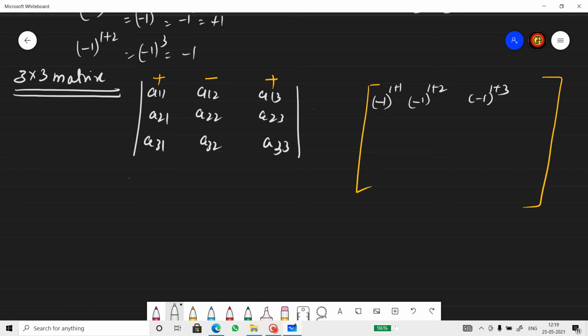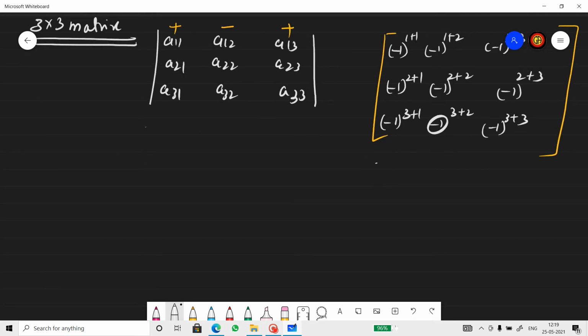So in case you are opting for the second row, then the signs that you should consider on top of this element are minus 1 to the power of 2 plus 1, minus 1 to the power of 2 plus 2, minus 1 to the power of 2 plus 3. And in case you are opting for the third row, it is minus 1 to the power of 3 plus 1, minus 1 to the power of 3 plus 2, minus 1 to the power of 3 plus 3. What does this give me? This gives me plus, minus, plus, minus, plus, minus, plus, minus, plus. Check and see.